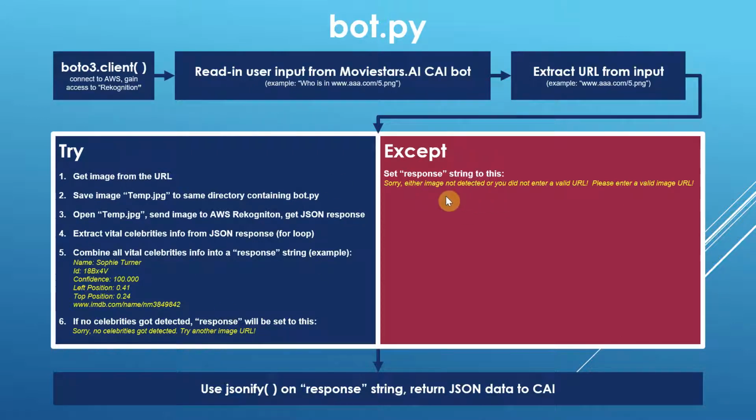But no matter what the response string got set to, the program will use the JSON function on the response string, and then return the JSON data to CAI. If it detected a celebrity like Sophie Turner, great. It will print out on the chat window of the chatbot the name and other information of the celebrity. But if it doesn't detect anything, we just say, sorry, no celebrity detected. Try another image URL. So the user feels comfortable about what's going on with the chatbot.